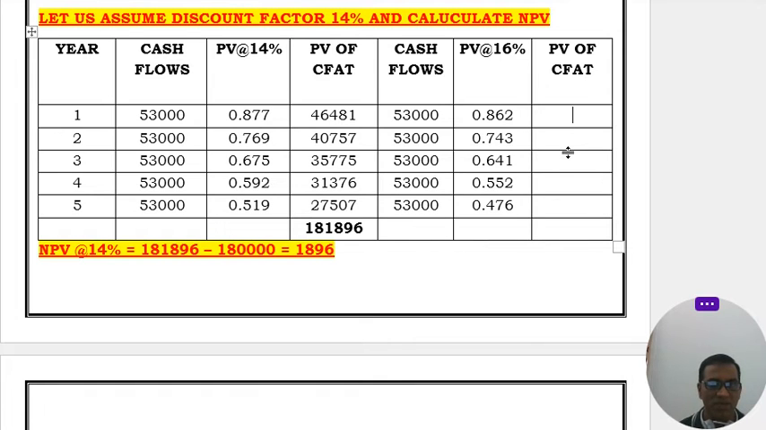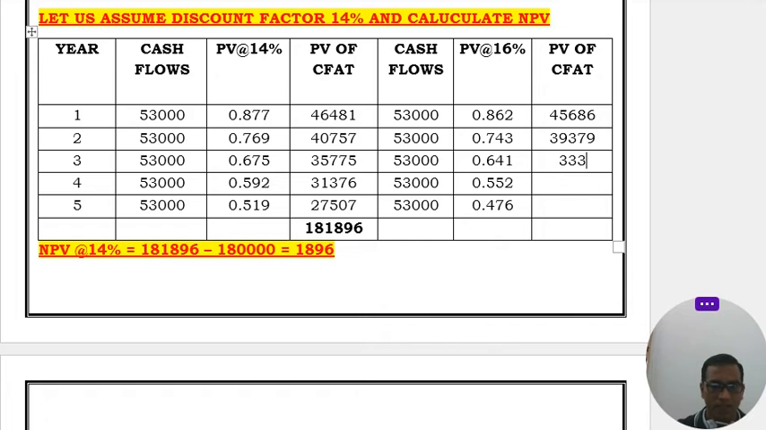53,000 multiply with 0.862, that is 45,686. 53,000 multiply with 0.743, that is 39,379. Third year, 53,000 multiply with 0.641.